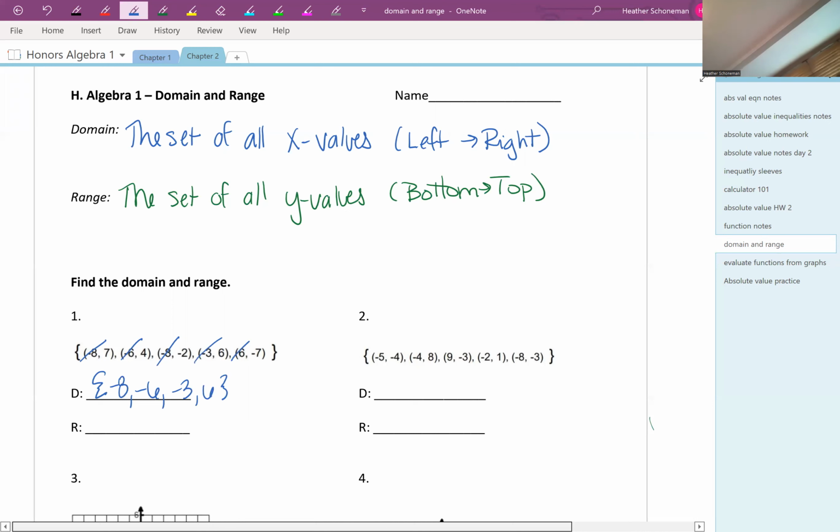For the range, do the same thing, but now we have to do the y values. And again, they have to be from least to greatest. So we have -7, and then -2, and then 4, and 6, and 7, and we're done. Same thing on number 2.